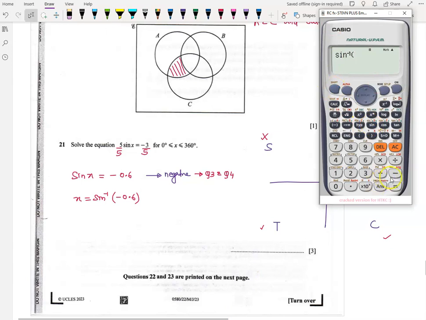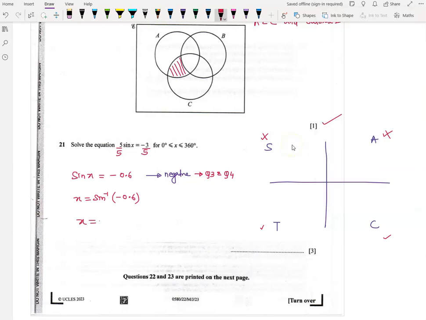Shift sine inverse negative 0.6. And that gives you minus 36.86. So when you round to one decimal place, because after 8 you have a 6, it will become minus 36.9. So the value of x is minus 36.9 degrees. You got the answer, but if you read carefully, it says your angle is between 0 to 360 degrees only. So we need only the positive.